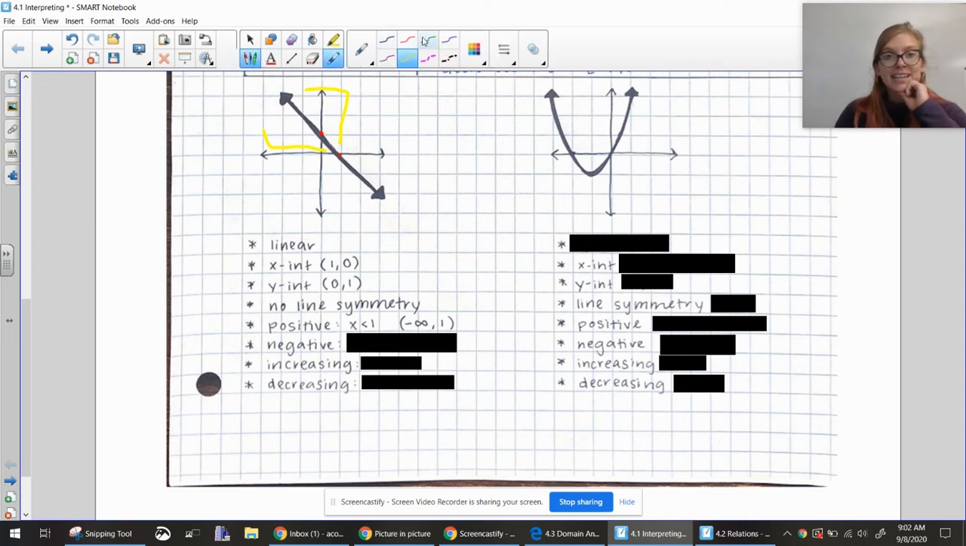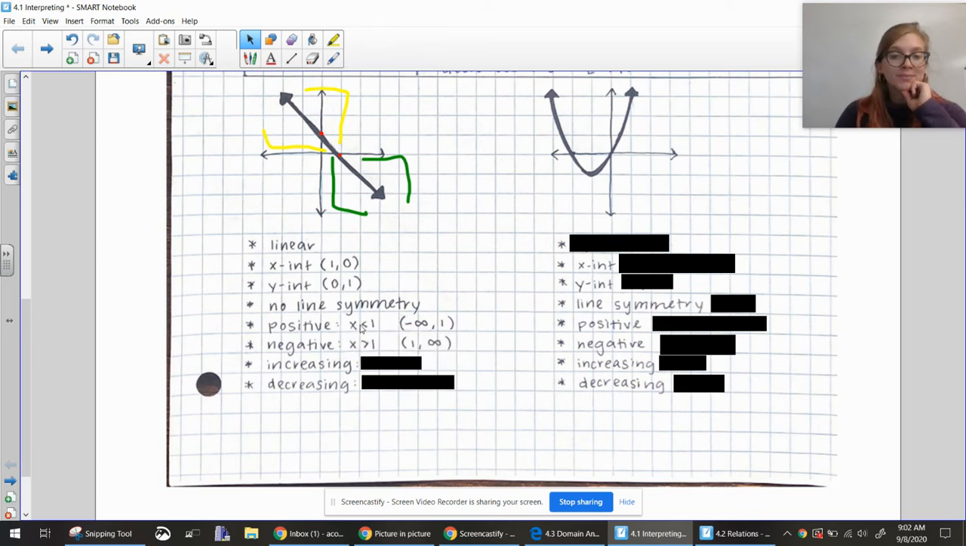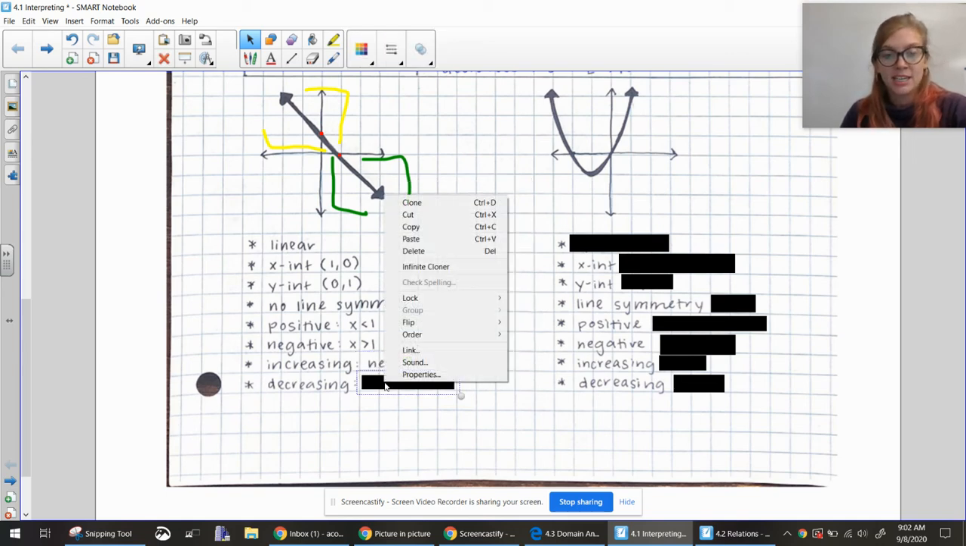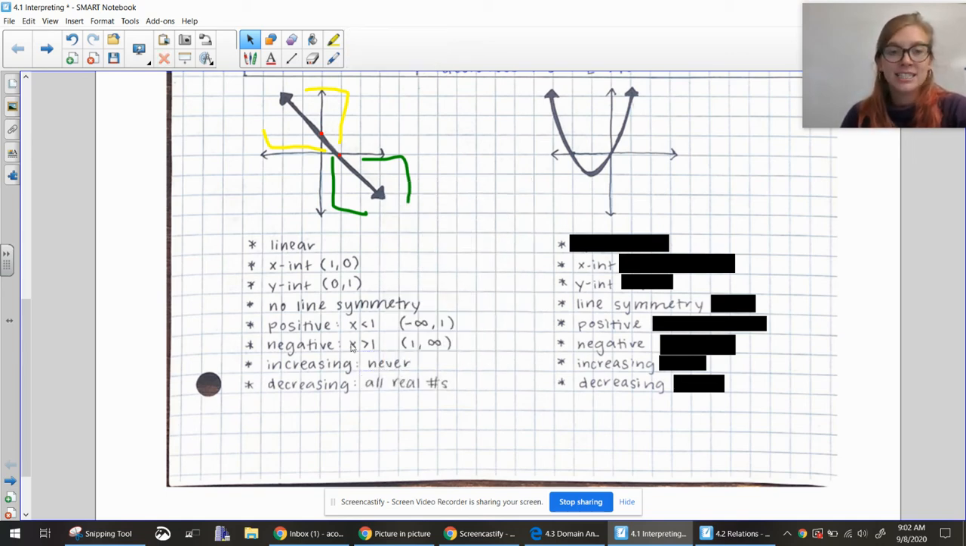We're going to do the same thing for negative. Here we know it's negative from here on. So we're going to say when x is greater than 1, the graph is negative. Now, increasing is when our graph is going up from left to right. This graph is a straight line that's always going down from left to right. So it is never increasing, and it is decreasing for all real numbers.